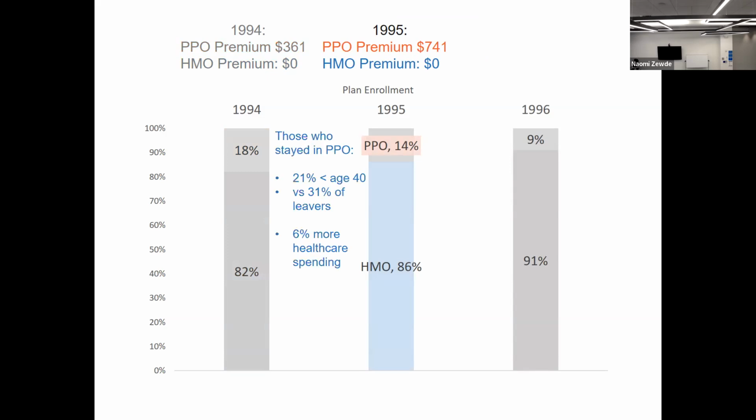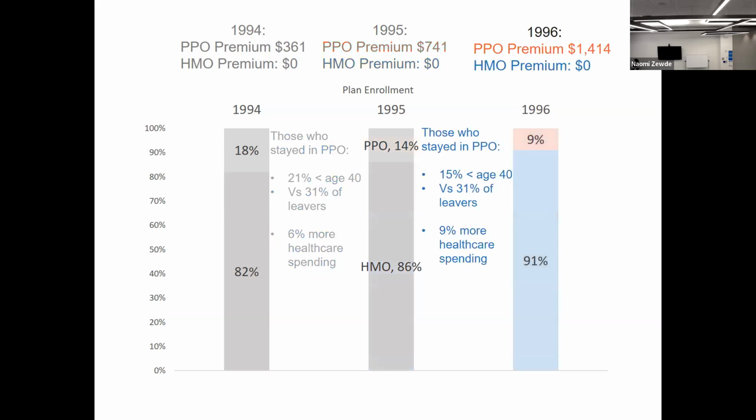Those who stayed in the PPO were older, right? So they were less likely to be under the age of 40, the stayers, as opposed to the leavers. And they also had on average about 6% more overall healthcare spending. So the population was just consuming more care. They were the people who really wanted that generous coverage because they were going to use it. Now, by year three, the premium goes to $1,400.